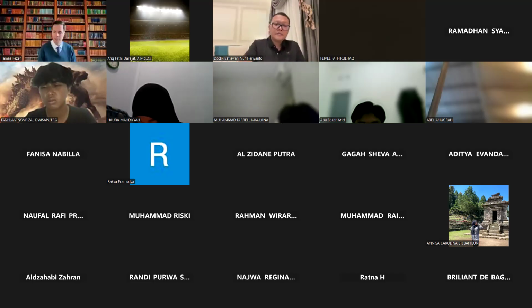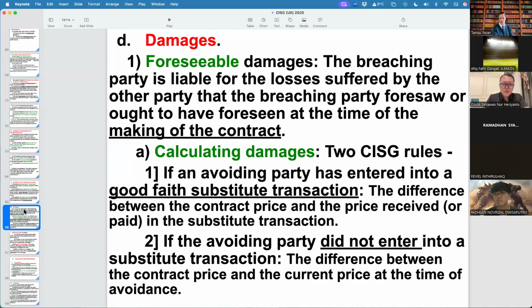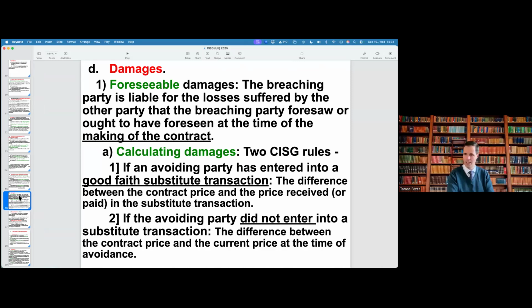It's irrelevant. We don't care how diligent the breaching party was in order to avoid damages. He is going to remain liable for recovering the loss of the innocent party. So this is what no-fault liability means in the CISG. Well, this is a really stringent rule, and it imposes a serious liability on the parties.